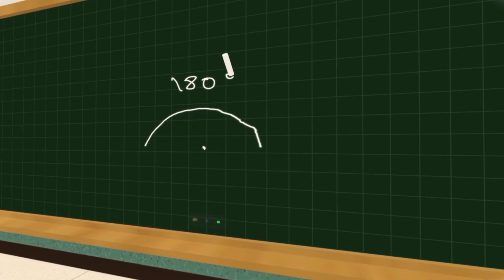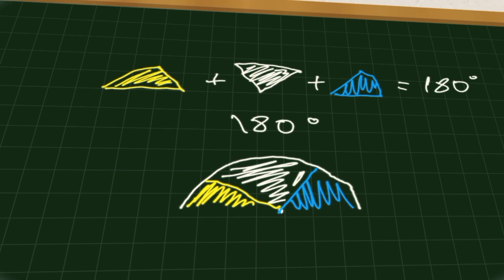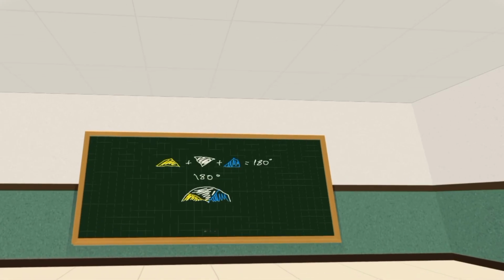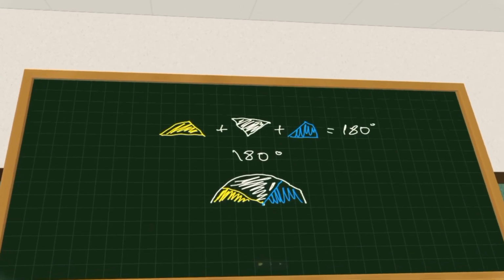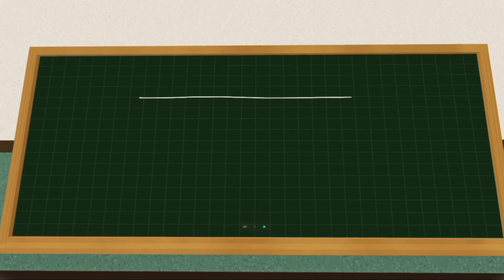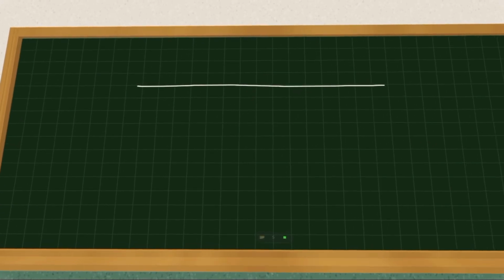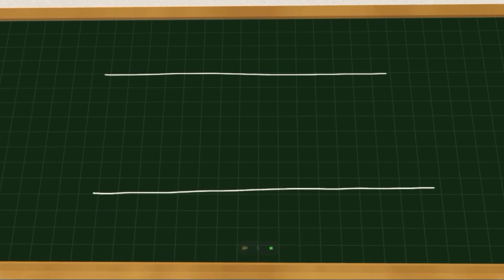Another obvious but important point is that if I have a straight line, that's a 180-degree angle. It represents a half turn, and it's always possible to divide this angle into three parts, as in this example appearing on your screen. So, to begin our demonstration, let's draw two parallel lines.